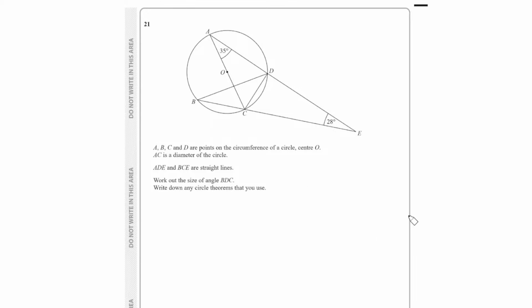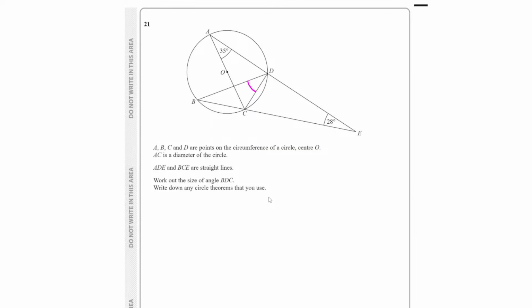Question 21. A, B, C, and D are points on the circumference of a circle centre O. AC is the diameter of the circle. ADE and BCE are straight lines. Work out the size of angle BDC. ADE and BCE are straight lines. They are not tangents, so don't get confused with that. This is obviously circle theorems. Write down any circle theorems you use. So just circle theorems, not all of your angles. Size of angle BDC. So this one we want.